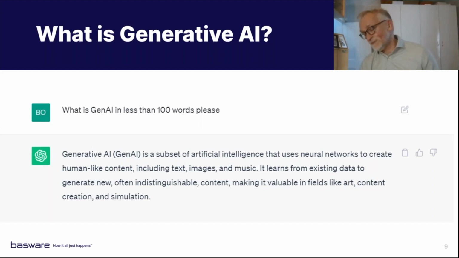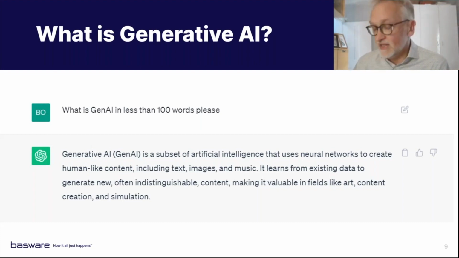So what is generative AI? I don't know about you, but there are two places I go for an answer to anything. One of them is my wife, who's very wise, and the second one is ChatGPT, right? So when I asked ChatGPT what is generative AI, it's a great way of describing it: an AI that uses neural networks to generate human-like content, including text and music, that learns from existing data, often generating new, indistinguishable content. The interesting thing is, to what extent is the text generated by generative AI part of the future world? Again, we don't have to solve that today. We're going to get very specific and talk about how this applies to source to pay.